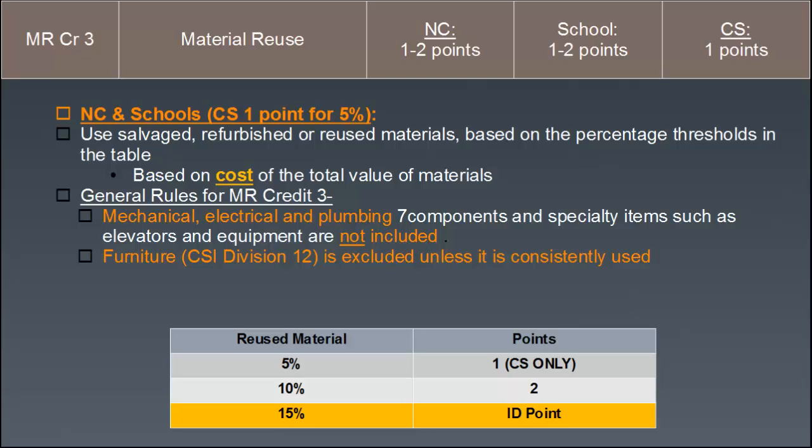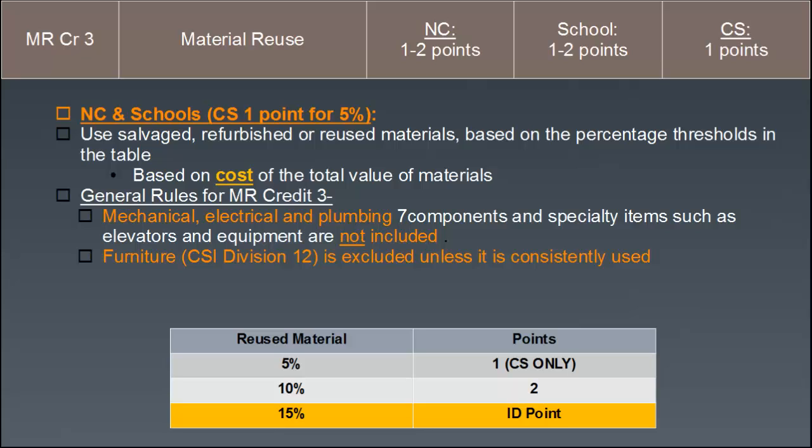And as we mentioned in the beginning, mechanical, electrical, and plumbing are not included, as well as specialty items such as elevators. Furniture, CSI Division 12 in the specs, is excluded unless it is consistently included in the total material cost calculation. So you want to make sure if you're including it, there's a reason, such as you're paying attention to using recycled material, salvaged material, or rapidly renewable material in your furniture specifications, and that you're actually picking those things. Sometimes that can be up to the tenants and not in your control.